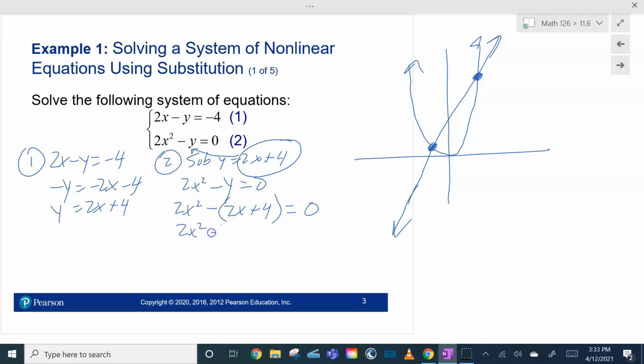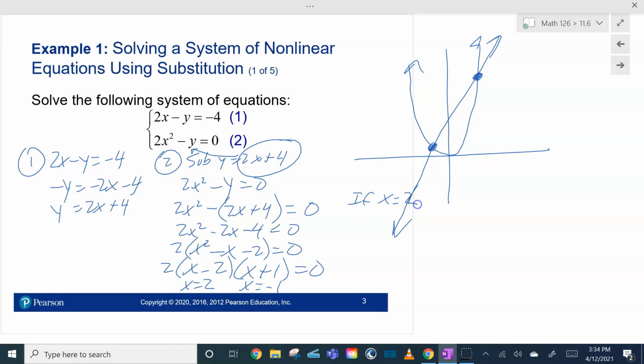So we have 2x squared minus 2x minus 4 equals 0. If I take a 2 out, I've got x squared minus x minus 2 equals 0. Or if I factor that, we've got x being 2 or x being negative 1, right? So if x is 2, let's put that into our linear equation, y equals 2x plus 4, or 2x minus y equals negative 4, whichever one you want to use. Let's plug that 2 value in.